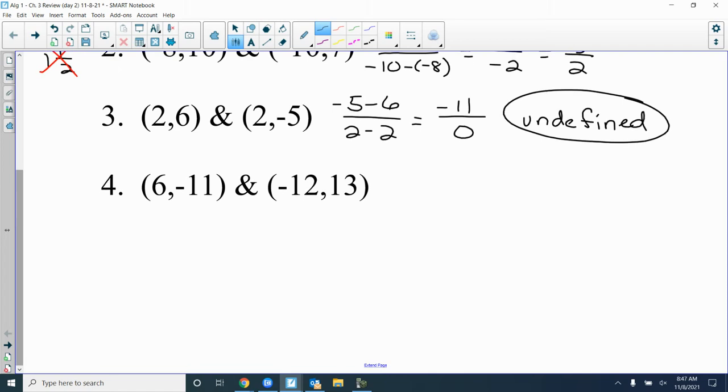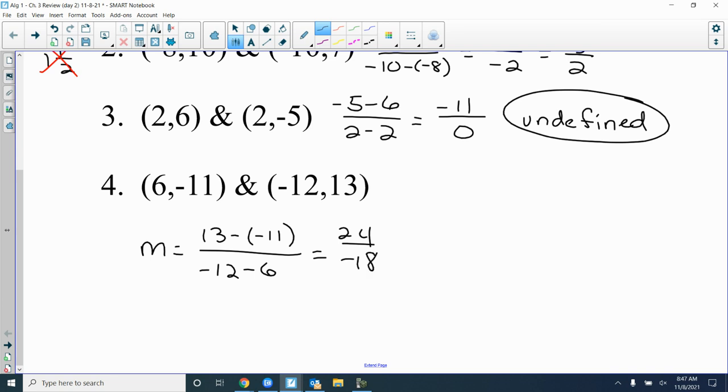How do I do it? 13 minus negative 11. Okay, and on bottom? Negative 12 minus 6. So what do I get in the numerator? What's 13 minus negative 11? 24. And what's negative 12 minus 6? Negative 18. All right, so we're right. Everything's good to this point. This reduces. This reduces. You know what it becomes? 12 over negative 9.